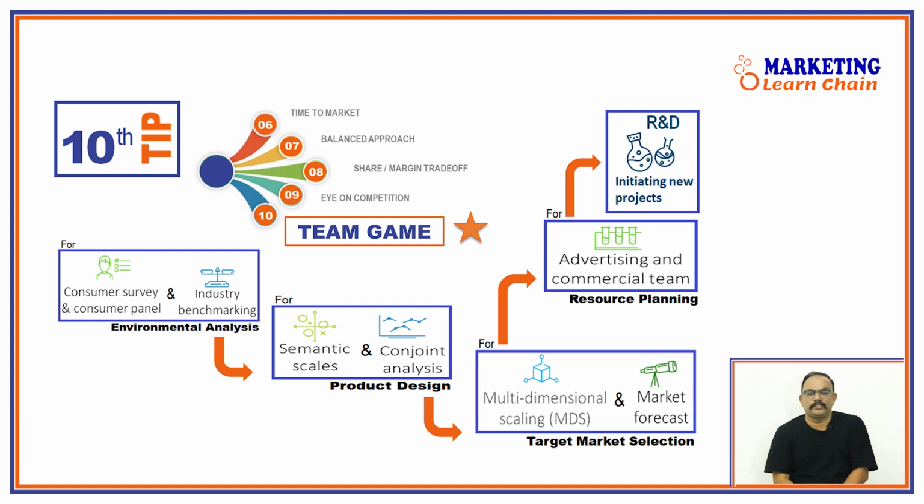You have to start with a rigorous environmental analysis, understand your consumer survey panels, understand industry benchmarking, then go to product design using semantic scales and conjoint analysis, then look at your target market fitting, look at the multi-dimensional scale with a feel of market forecasting, then get into your resource planning. What is your advertisement budgeting? What is your commercial team? What is your feet on street budgeting? Simultaneously, somebody else has to do a competitor analysis and then look at what new R&Ds you need to develop. Do you go for a wait-and-watch strategy, or do you go for a second mover advantage? All these things cannot be done by one person.